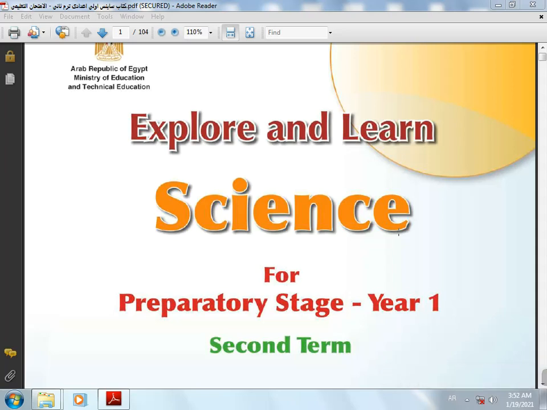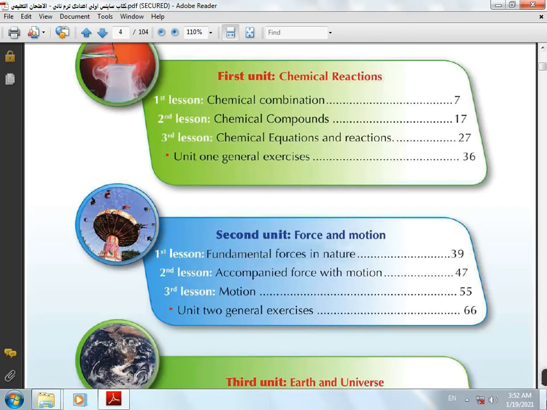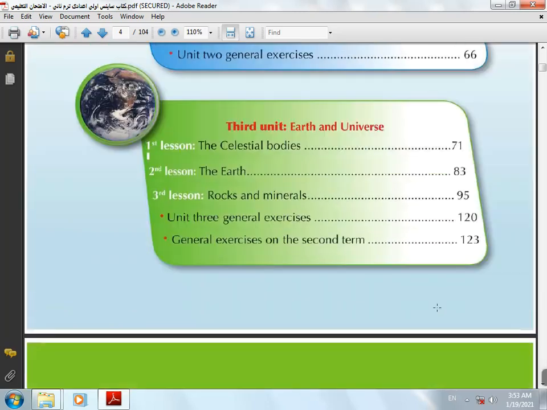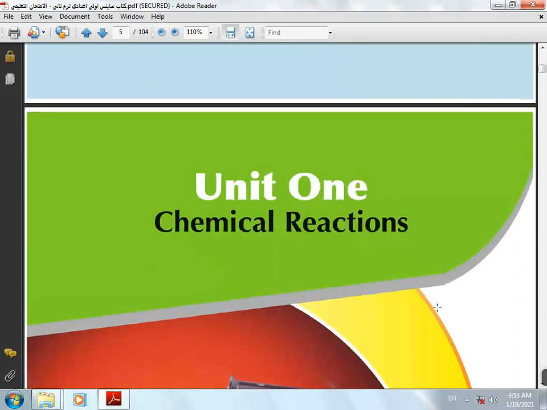Today we are going to explain the second term in science. We have 3 units. The first unit speaks about chemical reaction, and the second unit speaks about force and motion. The third unit speaks about Earth and universe. Let's start first with Unit 1, Chemical Reaction.